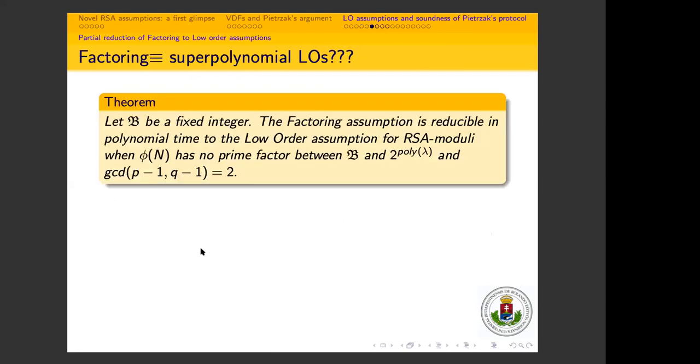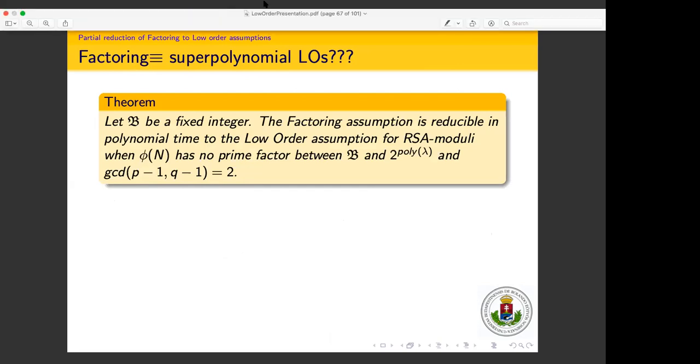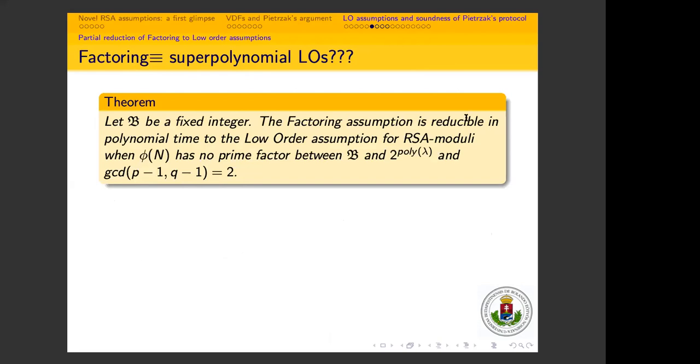Okay, so we have a lemma, or a theorem, let's say, that we can prove a partial reduction between the super polynomial order assumption and factoring, from factoring to the super polynomial order assumption. Let b be a fixed integer. The factoring assumption is reducible in polynomial time to the low order assumption for RSA moduli, not all RSA moduli, but only those where phi of n has no prime factor in the interval between b and 2 to the poly lambda, and moreover the GCD of p minus 1 and q minus 1 equals 2. You might say, wow, this seems like a super artificial reduction.